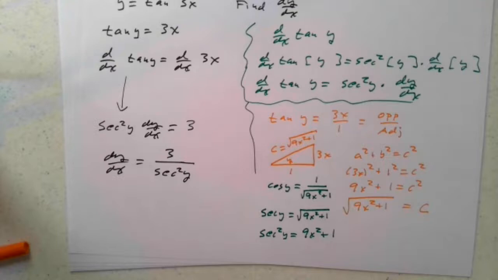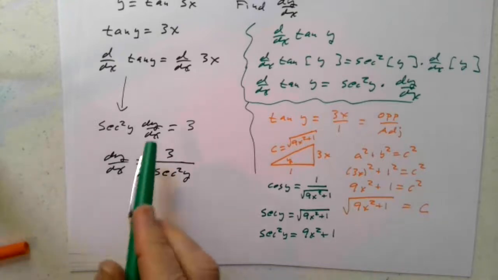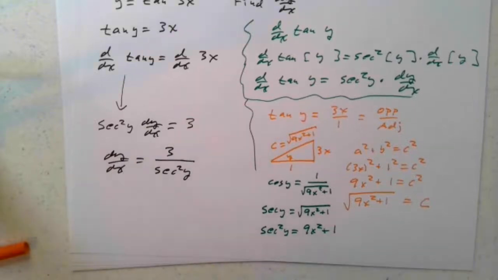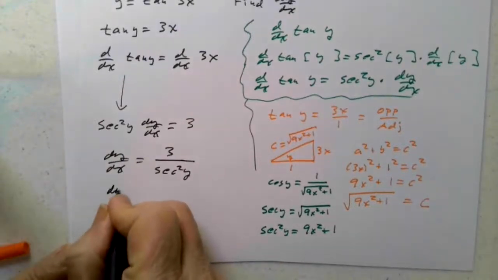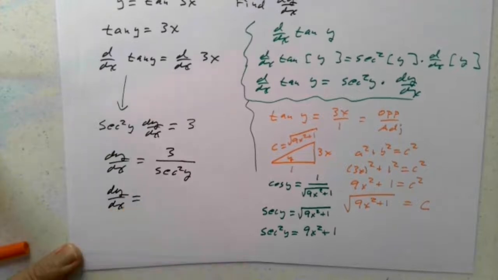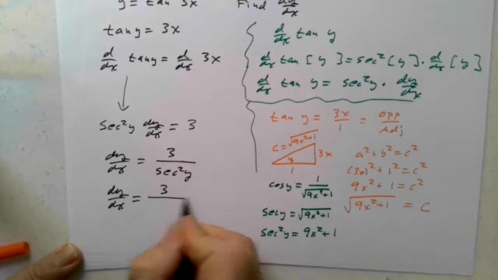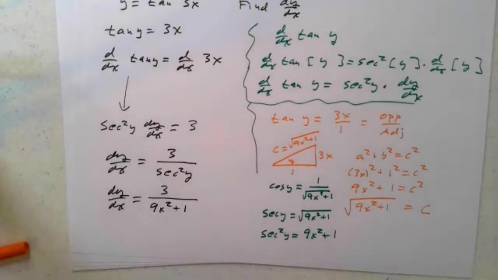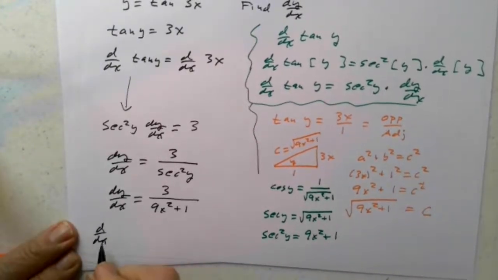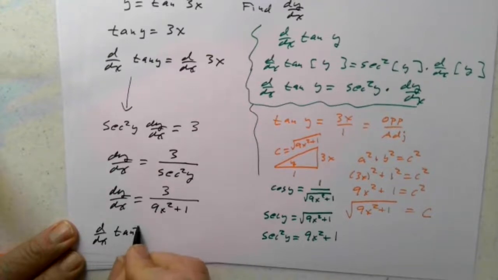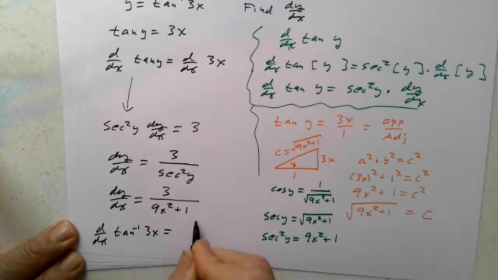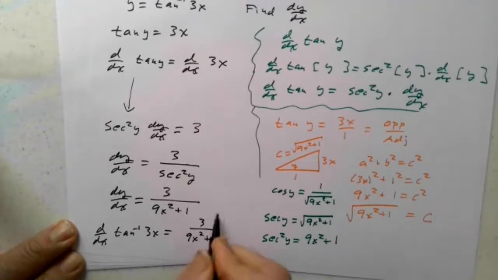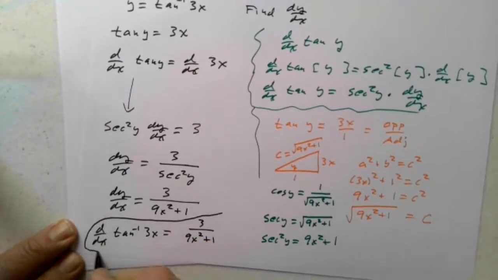All right, so making that substitution, dy/dx, the derivative of inverse tangent of 3x, should be 3 divided by that. Coming back here, dy/dx is 3 divided by secant squared y, which is 3 divided by 9x squared plus 1. So my conclusion is that the derivative with respect to x of the inverse tangent of 3x is 3 over 9x squared plus 1. That's what we believe the final answer is.